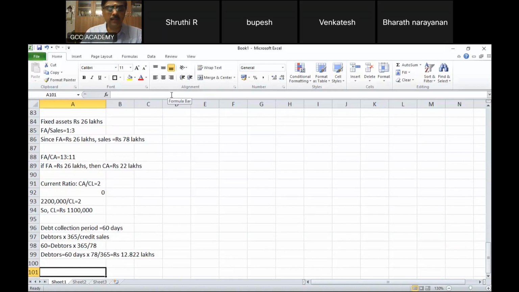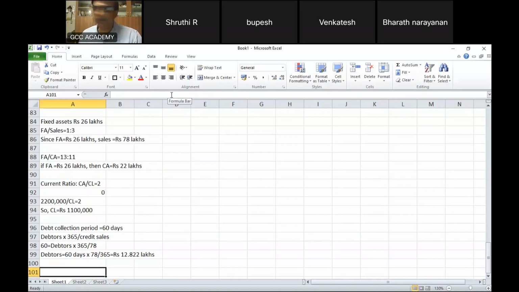This is an important calculation. Any doubt in this calculation? No, sir. Clear? Fine. Okay, next. So we have got the debt collection period and the debtors calculation done.